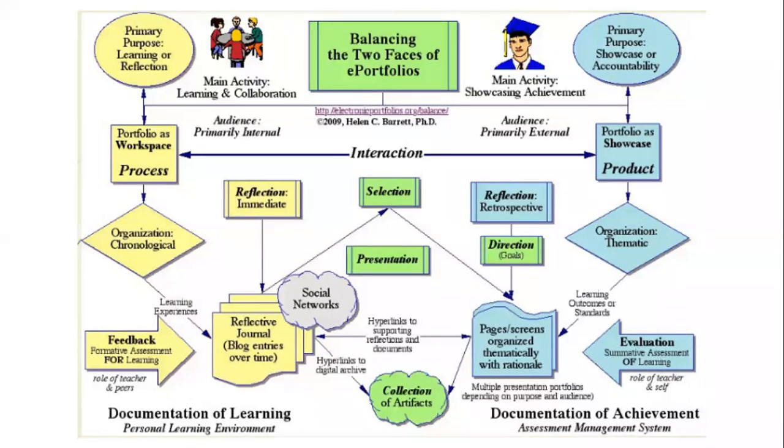If we look at when it is done, for learning it is done immediately. It could be in the form of writing reflections; the example given is blog entries. Feedback is very essential because that forms an essential part of learning. That is where the role of teachers and peers comes in. But documentation of achievement is summative, there is the role of the teacher and self-assessment, and reflection is retrospective. The audience for achievement is external, whereas the audience for learning is primarily internal.